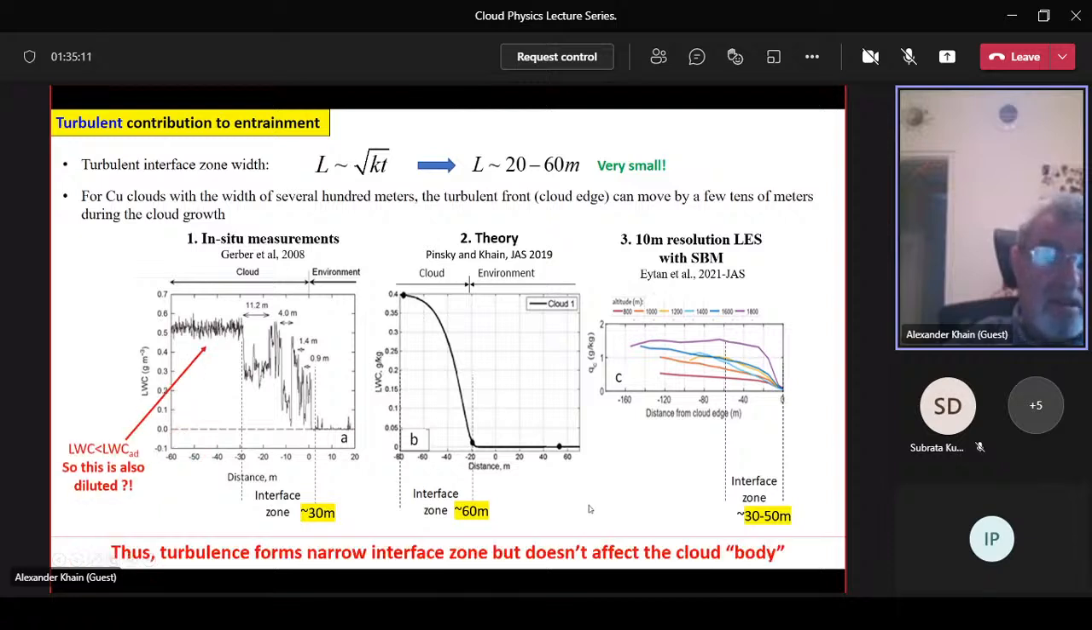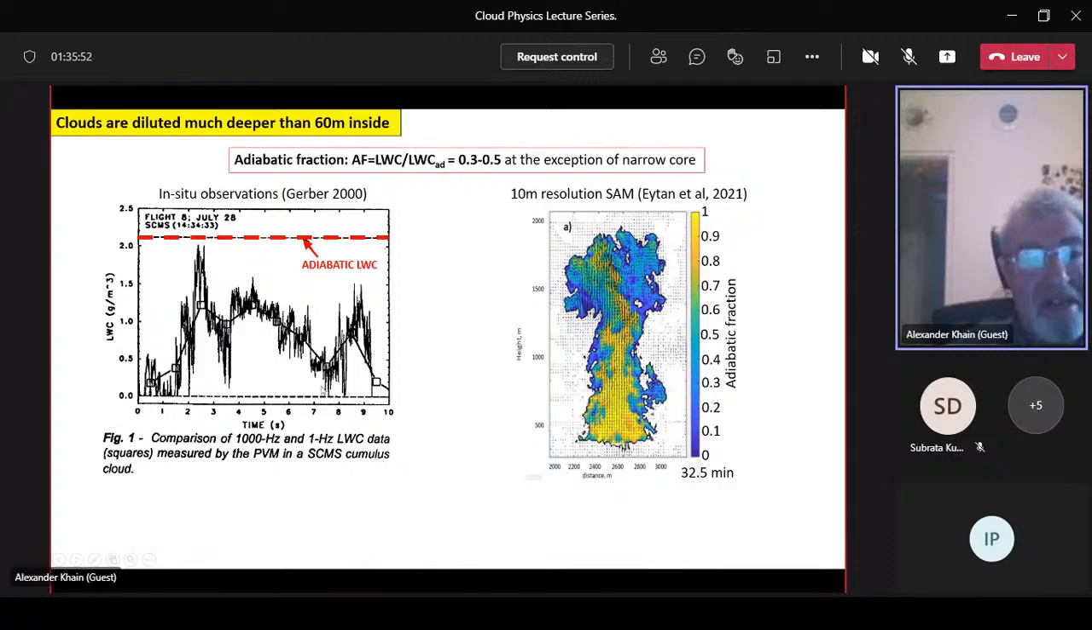So turbulence forms a narrow interface zone, but doesn't affect the cloud body, the major volume of cloud. And at the same time, it's very interesting that this liquid water content inside of cloud is less than the adiabatic value. So the question is why? Why is the cloud diluted inside at large distances?